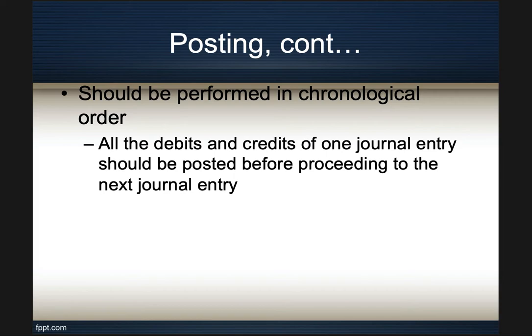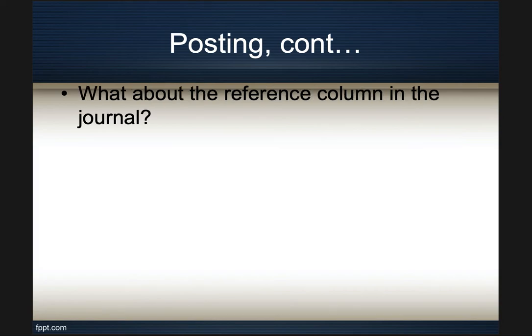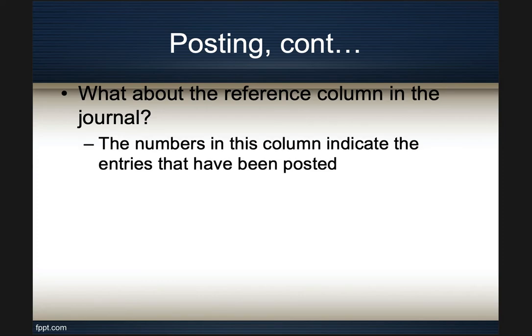And you can't proceed to the next journal entry without finishing the first transaction. What about the reference column in the journal? As what I have said, the numbers in this column indicate the entries that have been posted. So meaning after you have entered into the ledger that particular journal information, get the account number of that particular asset or liability or owner's equity account, and then write it in the reference column.